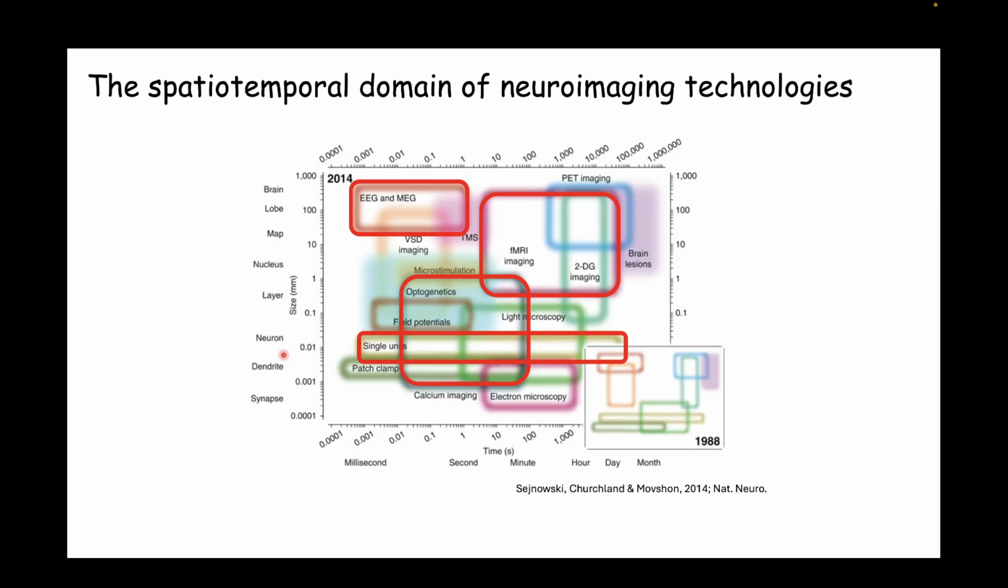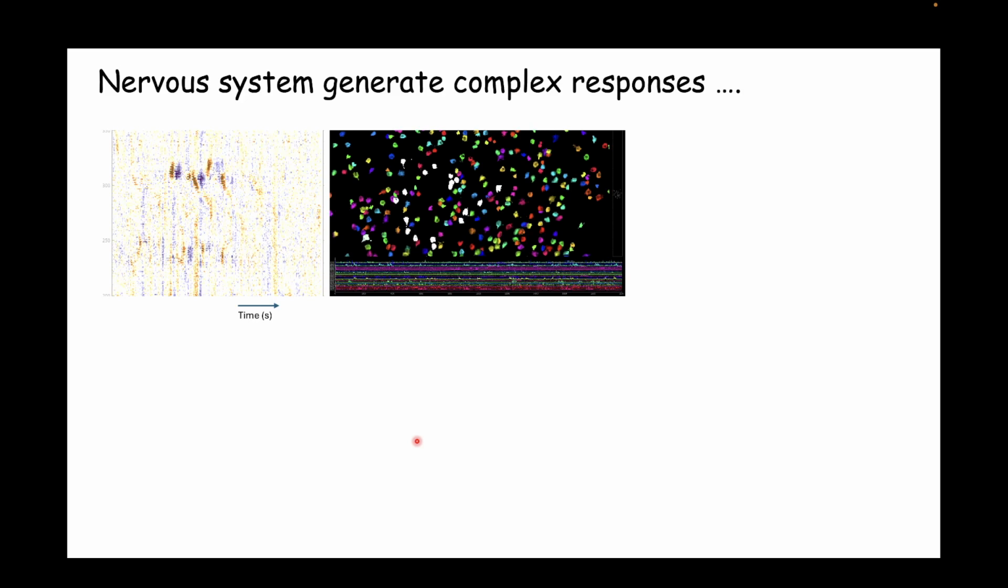It covers a broad spectrum on this plot, and we hope that you get something out of it in the end and are comfortable with the analysis. So, as Atharva told, we will be covering a broad spectrum, covering EEG, MRI, and then at the cellular level, electrophysiology and optical photometry. So, as we have seen now, the nervous system generates complex responses.